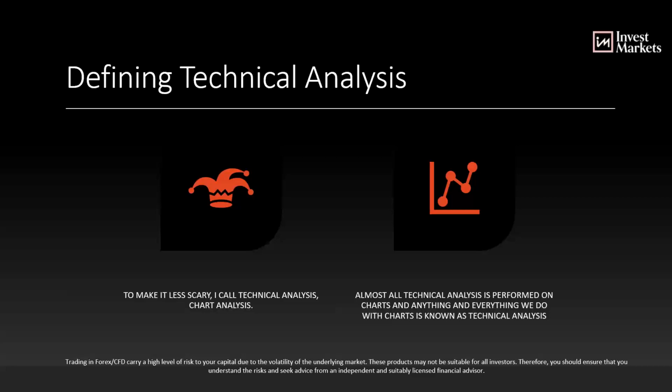So that makes a big opening, because since we don't have any fundamental analysis, we don't have a jobs report for cryptocurrency. We don't have GDP for cryptocurrency. We don't have central bank meetings happening on the calendar. We have to rely on what we see on the charts, price action, and we have to be able to interpret what we're seeing. So again, to make it less scary, I call technical analysis chart analysis. Almost all technical analysis is performed on charts, and anything and everything we do with charts is known as technical analysis.